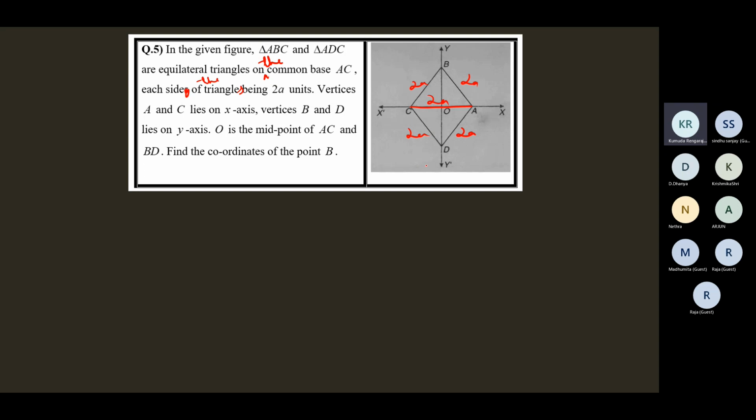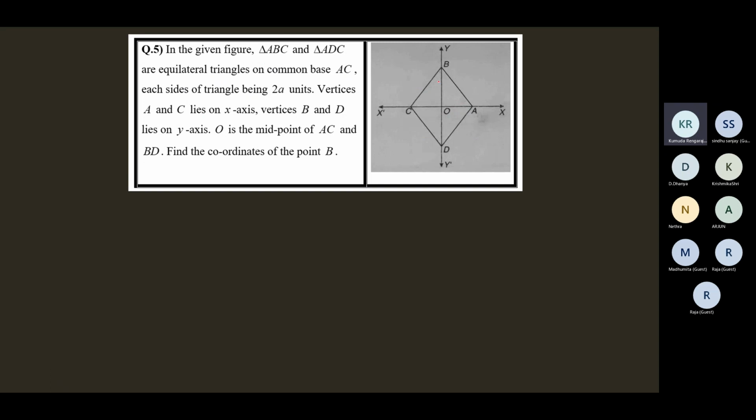Vertices A and C lie on the x-axis, and vertices B and D lie on the y-axis. O is the midpoint of AC and BD. Find the coordinates of the point B.